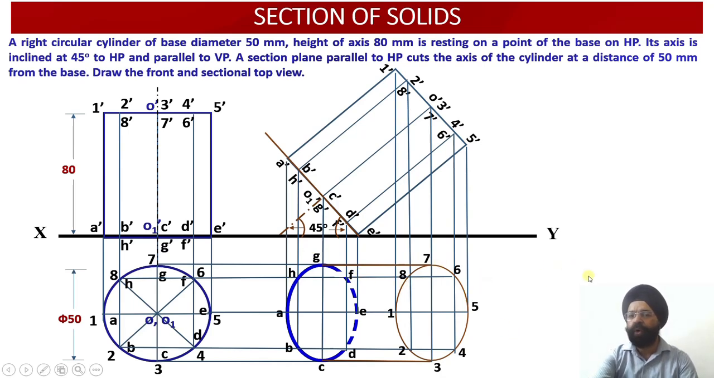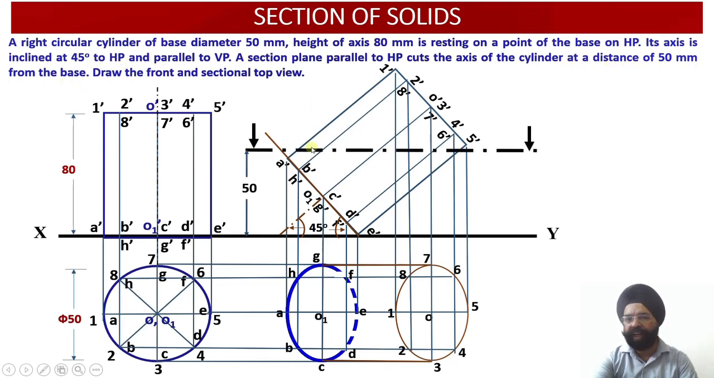Now let us draw the orientation of the cutting plane. Please check, where does my axis lie? My axis lies over here. O dash and O1 dash is my axis point. So please see, O and O1 is my axis. In the front view, O dash and O1 dash is my axis point. Now I am going to measure 50 millimeter above the base, because this axis will be cut at a point by the cutting plane which happens to be parallel to the horizontal plane, and the height of this cutting plane with respect to the base happens to be 50 millimeter. So it cuts the axis of the cylinder at a distance of 50 millimeter from the base.